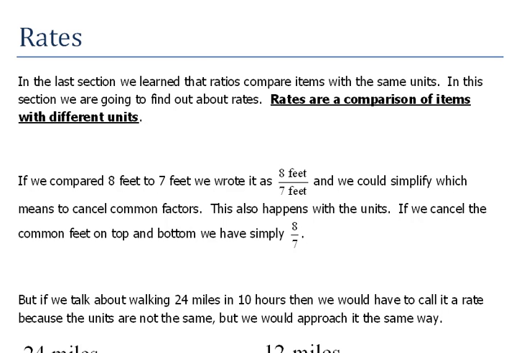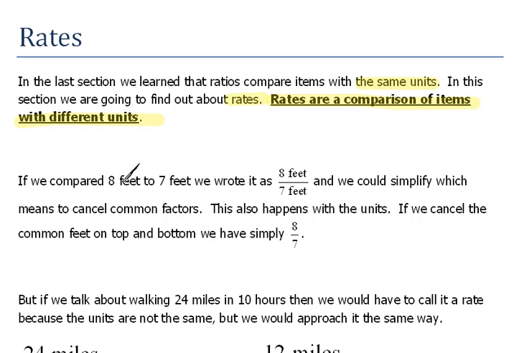In the last section, we talked about ratios, and ratios were things that compared items with the exact same units. Now, in this section, we're going to be talking about rates, and rates are comparisons of items with different units. It's basically the same thing, where we are comparing things and we're using a fraction in order to compare it, but it's called a ratio if the units are the same, a rate if the units are different.